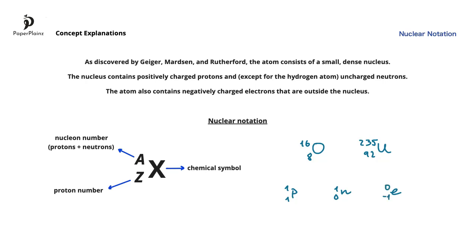Finally, the symbol for an electron is e, and the numbers here are -1 and 0. The 0 simply shows that there are no neutrons or protons in an electron, and the -1 indicates that the charge of the electron is opposite to that of the proton. So with this, we have completed our learning about nuclear notation.